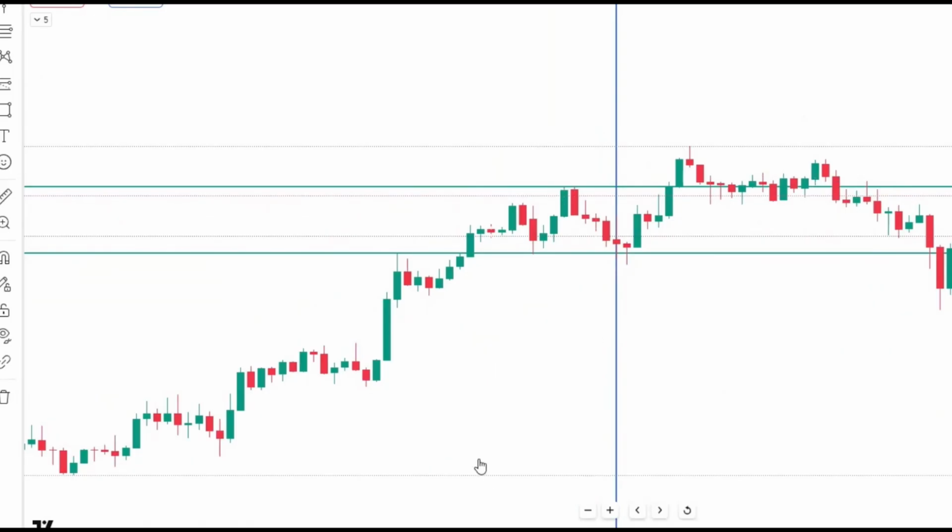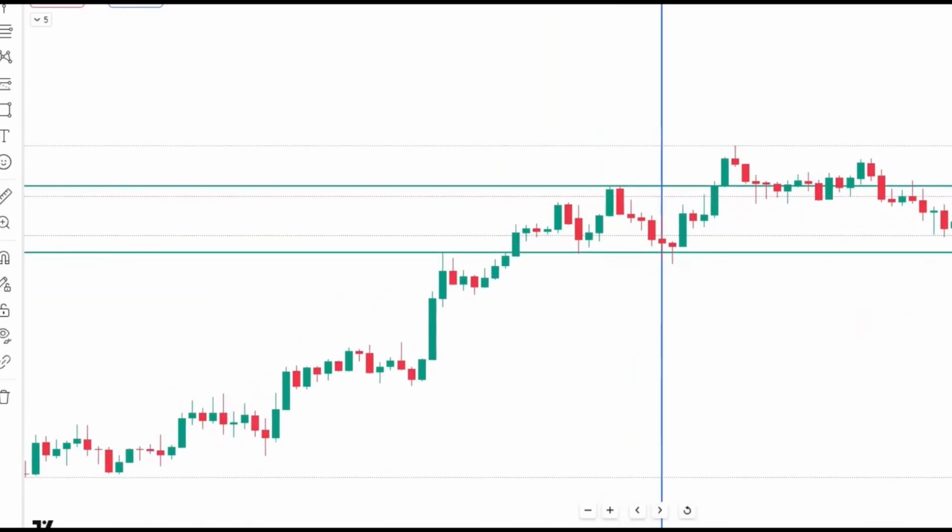This would be your high right here. And this would be your low. Okay. So high and low identified prior to 8 p.m. Once we identify that, the next option is to wait for what?